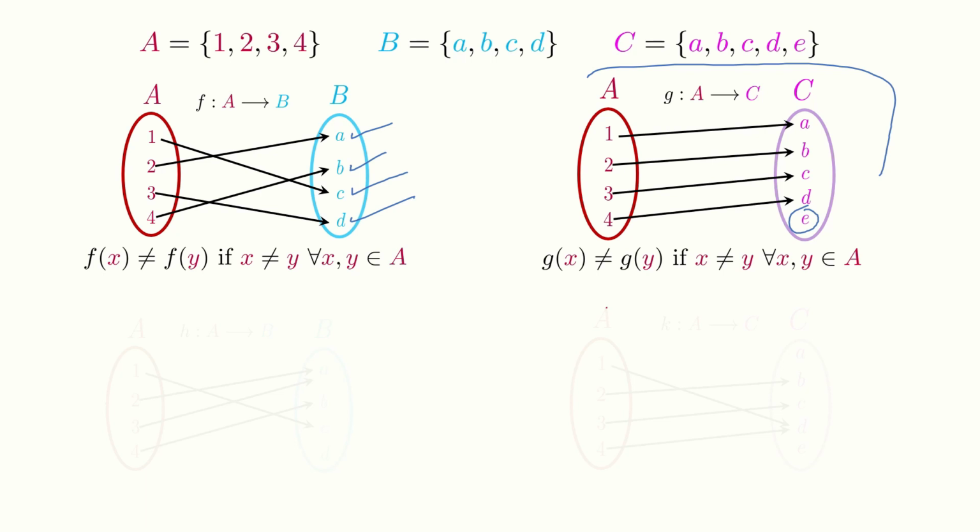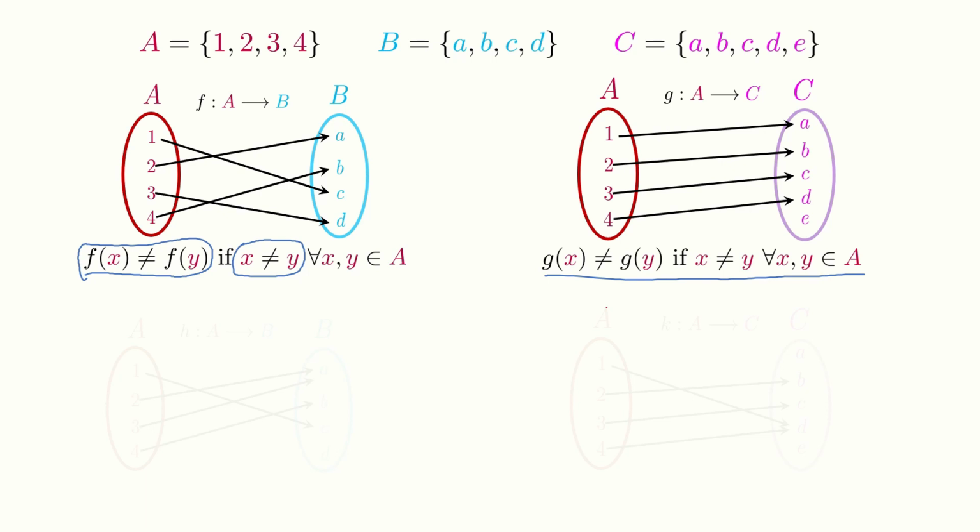Although the element E has no inverse image, we are only interested in the property that no element has two or more inverse images. In math language, we say that f of x is not equal to f of y if x is not equal to y. So this expression means if x and y are two different elements, then f of x and f of y are also different. The expression is the same for the function g as well.